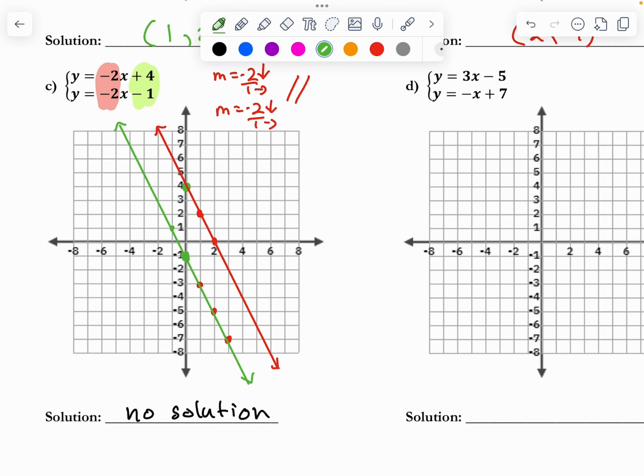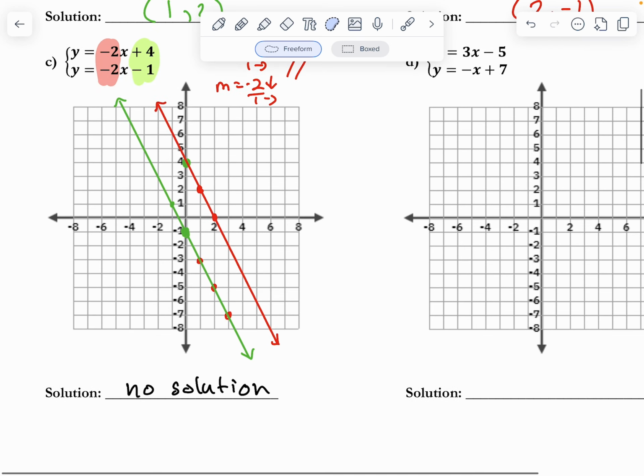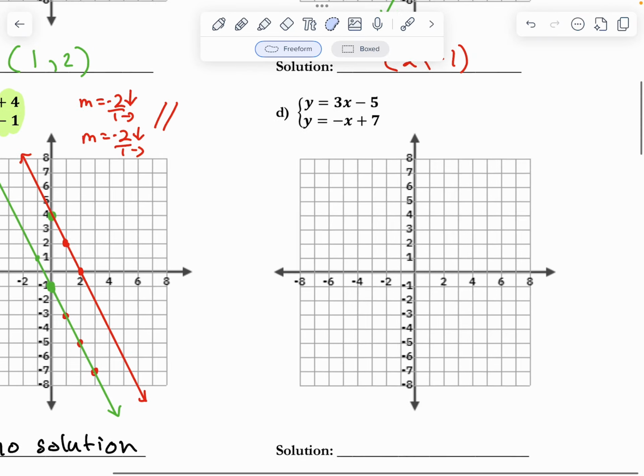I've got my line. These lines are parallel, right? They will never touch. They will never intersect. So therefore, these are parallel lines. And we know that because the slopes are the same, but their y-intercepts are different. So these will never intersect and therefore there is no solution. Let's take a look here.